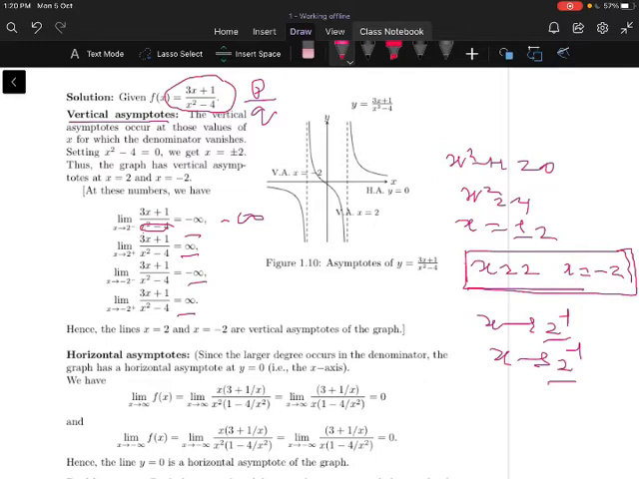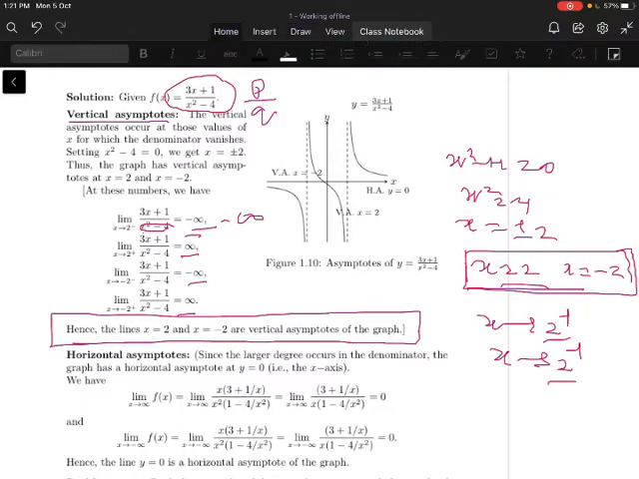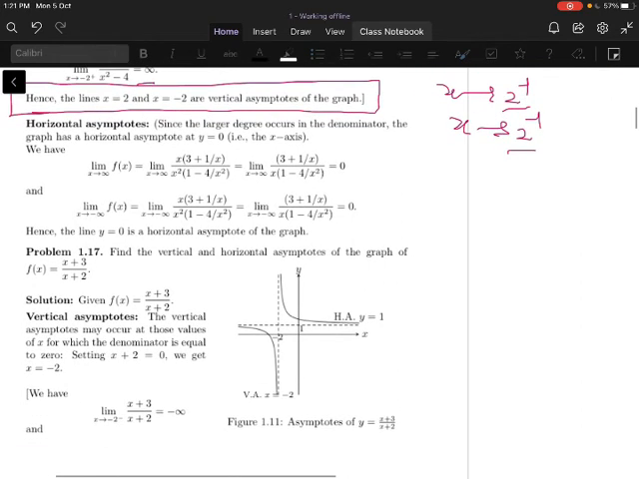When x tends to 2 and minus 2, the limit is plus infinity or minus infinity. Therefore, the lines x equal to 2 and x equal to minus 2 are the vertical asymptotes of the graph. An easy way to find the vertical asymptotes: just take the denominator, equate it to 0 and solve it. We will have the equation, and here x equal to 2 and minus 2 are the vertical asymptotes. Now let us move to the horizontal asymptotes.